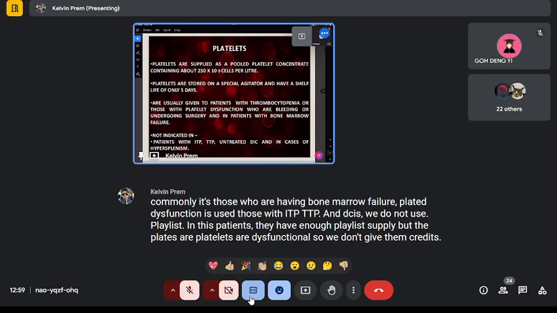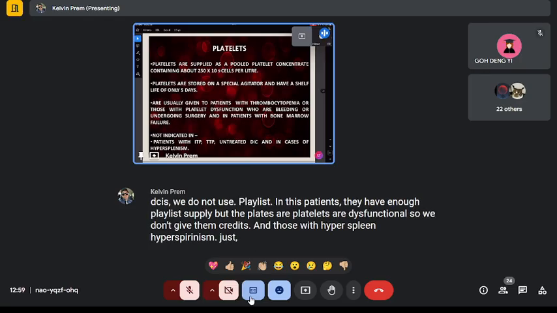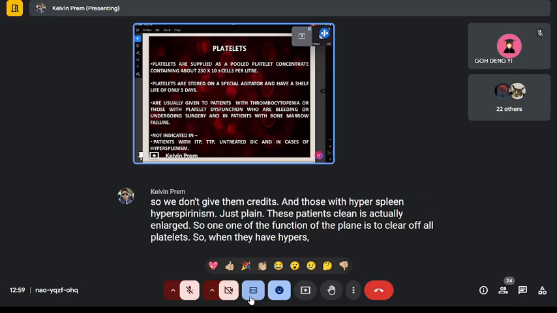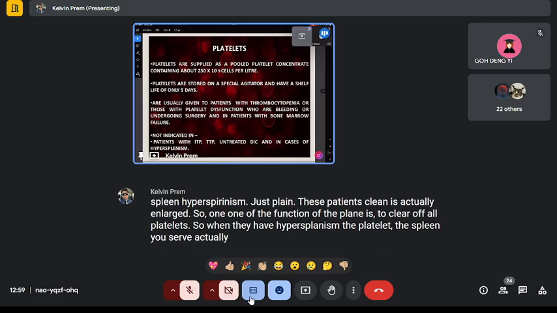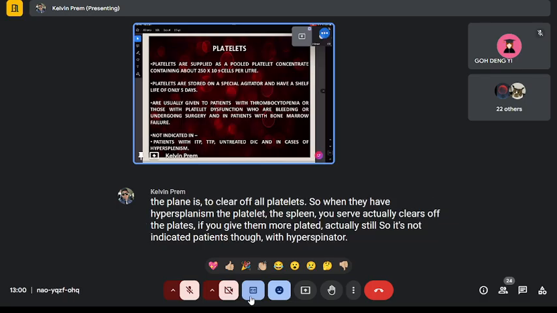And those with hypersplenism, this patient's spleen is actually enlarged. One of the functions of the spleen is to clear off old platelets. So when they have hypersplenism, the spleen itself clears off the platelets. If you give them more platelets, the spleen will still clear them. So it's not indicated in patients with hypersplenism.